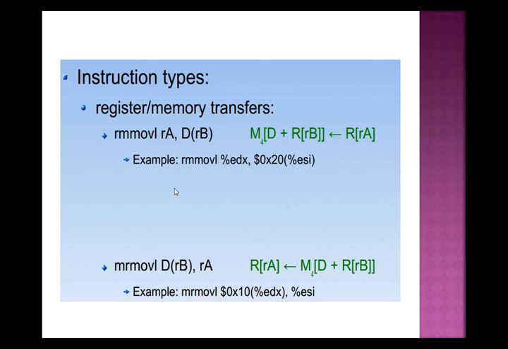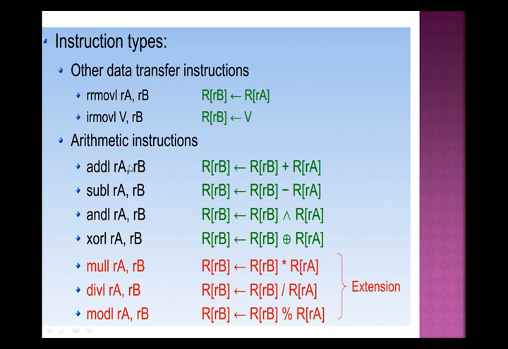Then we discussed the multiple instruction types used in Y86 implementation. One instruction type is register memory transfer, that is how to transfer from one register to another, from one memory to a register, and from one register to memory, with multiple examples.